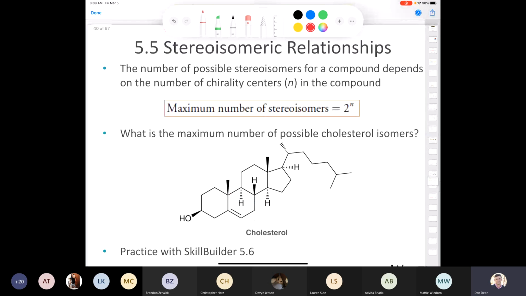Well, what if you had a compound with a lot of stereocenters? It says the maximum number of stereoisomers that you can have for an achiral compound is you take the number of chirality centers and you take 2 and you put that to the power of that number of chirality centers. So the maximum number of stereoisomers that we can have is 2 to the power of n, the number of chiral centers. So if we look at the molecule cholesterol, you could try this at home. You can see that it has 1, 2, 3, 4, 5, 6, 7, 8 stereocenters in the molecule.